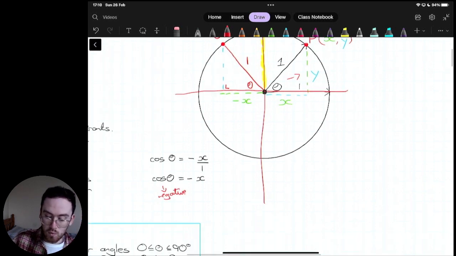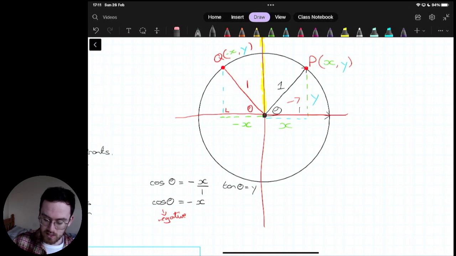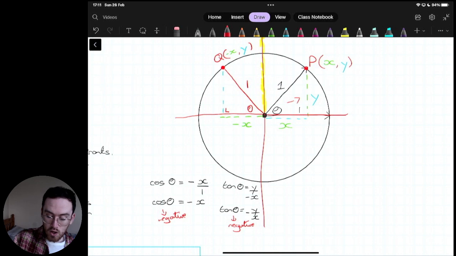Okay, what about if we try tan? We didn't actually try tan in the previous section, but what if we try to look for tan theta? Tan theta is my opposite, which is y, over my adjacent, which is -x. So tan theta is minus y over x, or y over -x, but altogether it's going to, again, be negative. So tan is negative. And if we try then about sine, sine of theta is my opposite, which is y over 1. So sine theta is just y. And that's actually going to be positive.